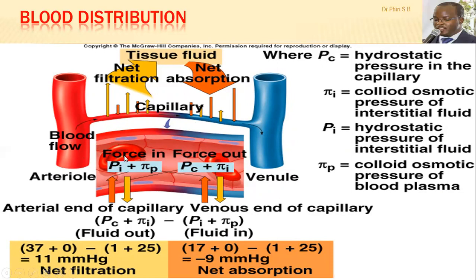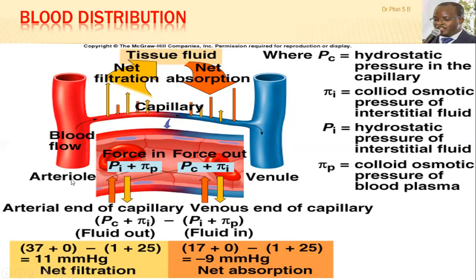Then you also have colloid osmotic pressure. The colloid osmotic pressure, or oncotic pressure, is due to the presence of plasma proteins. These plasma proteins also create a pressure. Why? Because most of these proteins are charged, so they can attract water molecules. So they create the colloid osmotic pressure, or the oncotic pressure. When you compare these two pressures, they are the ones that drive the movement of fluids, whether you're going to have filtration of the fluids or absorption of the fluid.